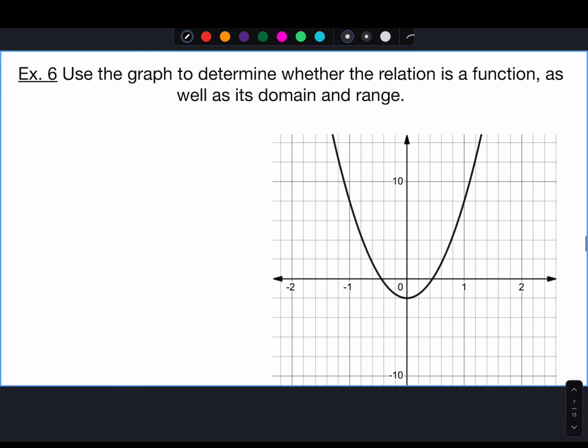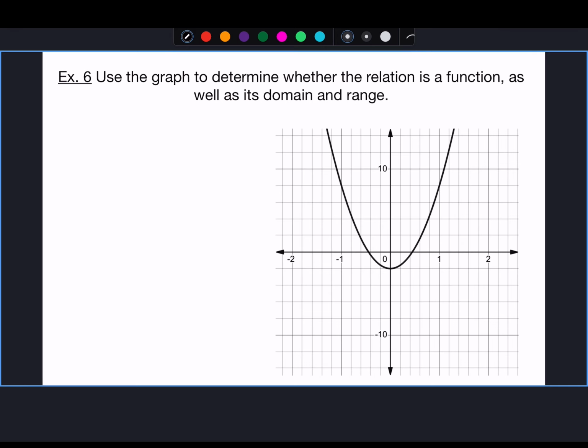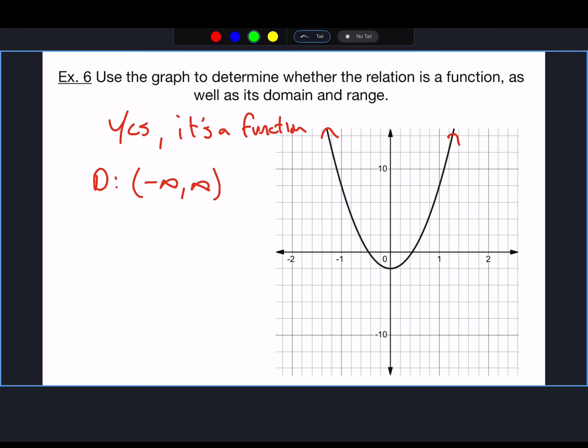Example 6. Let's do actual math. Is this a function? Yes, it's a function. What's our domain? Chris, why do you say that? The arrows to the left and right show us that it goes on forever in both directions.